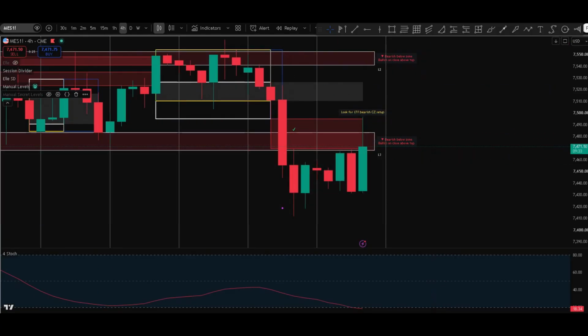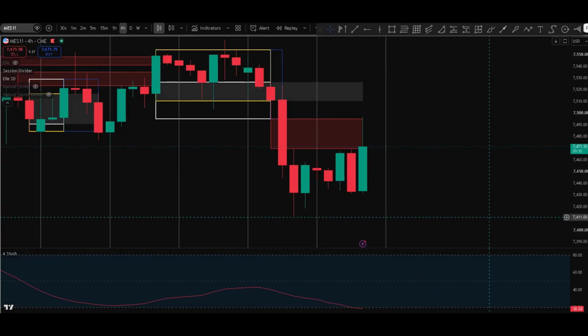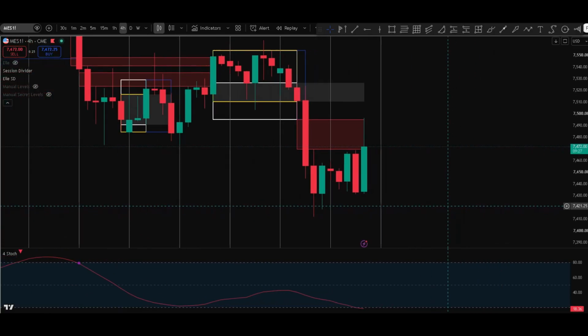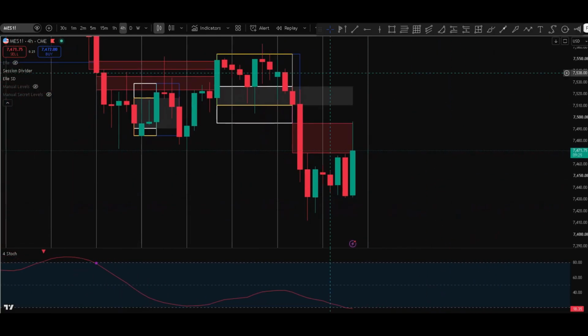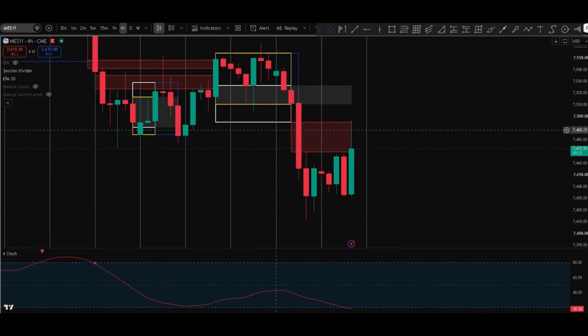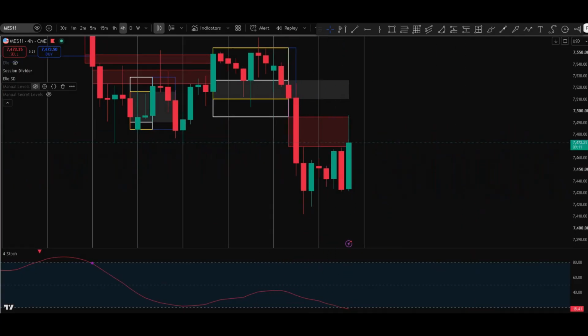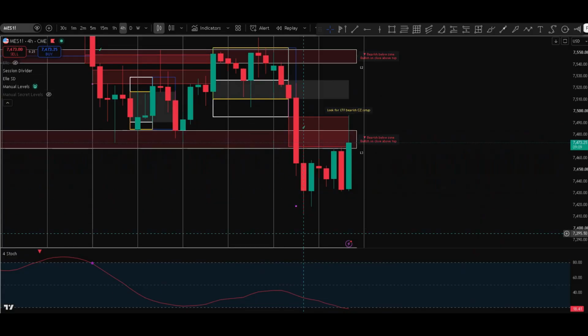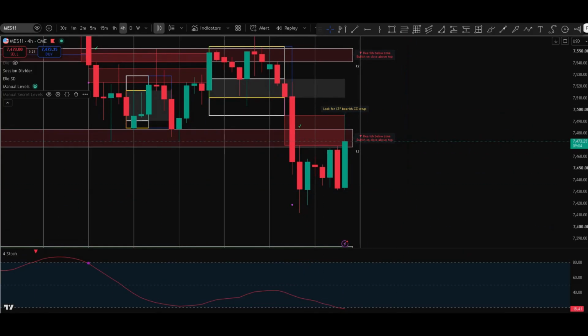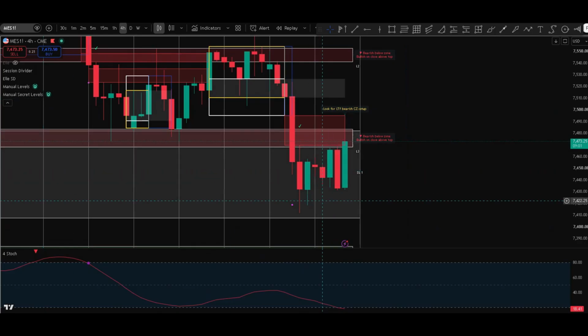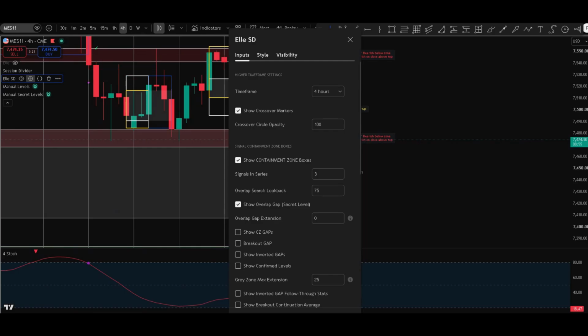And I'll turn off the secret level and I'll turn off the manual levels so that we can see this clearer. So we can see here that this was a 4-hour containment zone that gave us a breakout gap, and we traded back up into that gap. I have a manual level that overlaps that breakout gap. In addition to that, I have a secret level that we're trading into. Now, let's just turn this off.